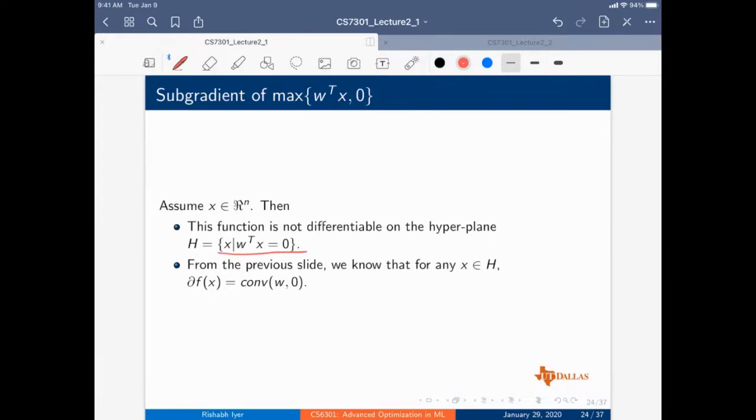So on this hyperplane, that is X such that W transpose X is equal to 0, we find the subdifferentials. So again, we look at the subdifferential. We basically look at the subderivative or the derivative or the gradient of W transpose X. So this is gradient F1, and this is gradient F2. Now I take a convex hull of the two subgradients, and essentially I get the convex hull of W comma 0. So the subdifferential is nothing but lambda times W for all lambda greater than or equal to 0.